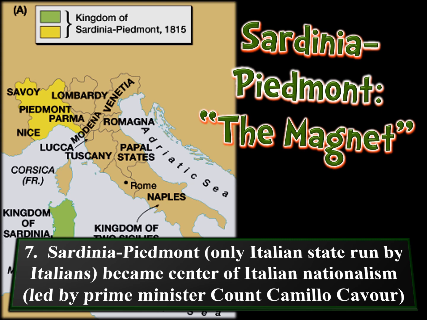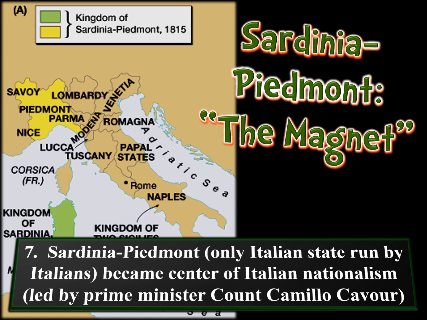Sardinia-Piedmont was the only Italian state that was actually run by Italians. The others all were under the authority either of Austria, or the Pope, the Papal States, or of France. Part of Naples and Sicily still was under some of the authority of the French. So Sardinia-Piedmont became the center of Italian nationalism after the first two movements failed.